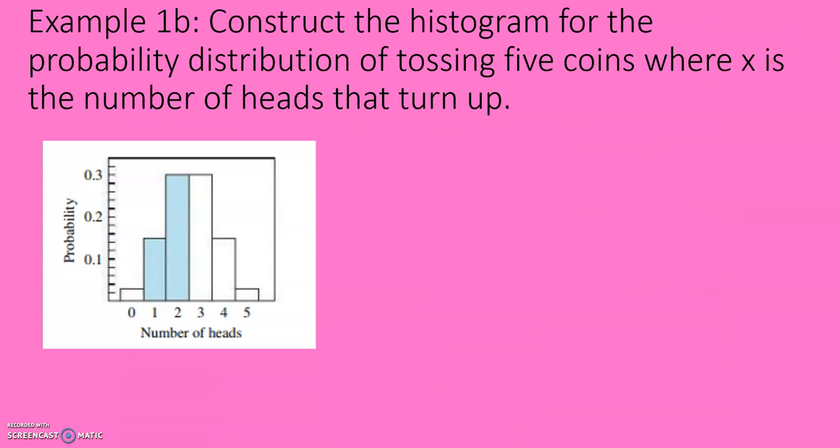Example 1b says to construct the histogram for the probability distribution of tossing 5 coins, where x is the number of heads that turn up. So we either have 0 heads, 1 head, 2 heads, 3 heads, 4 heads, or 5 heads. And up the side is the probability that it happened. 1 out of 32, 5 out of 32, 10 out of 32, 10 out of 32, 5 out of 32, and 1 out of 32. Up the side, 1/10, 2/10, and 3/10.